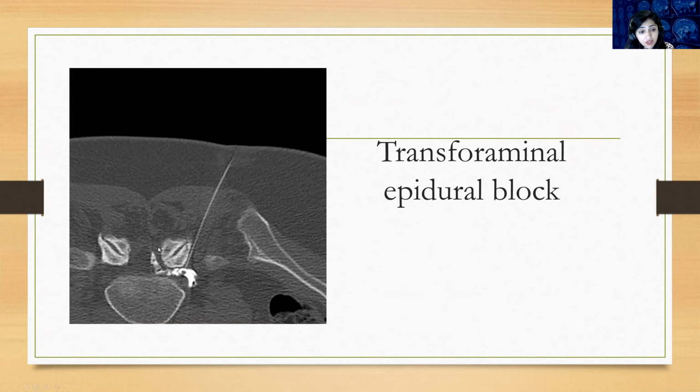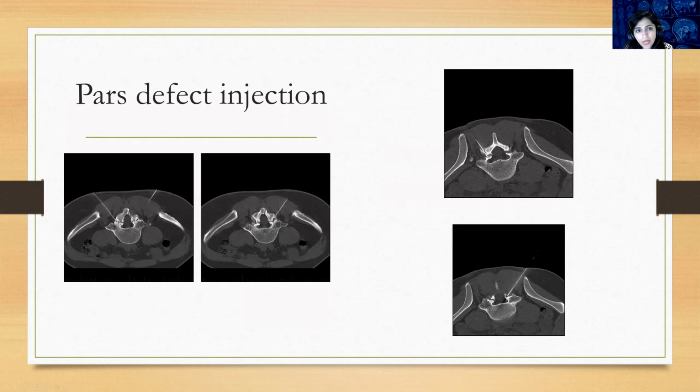Sometimes these back structures are too tight and we cannot go from that area, then transforaminal epidural blocks can be done. A transforaminal epidural block is just like the nerve root blocks, but a little bit different. But I think I will not go into detail of that one. That's too much of a discussion.